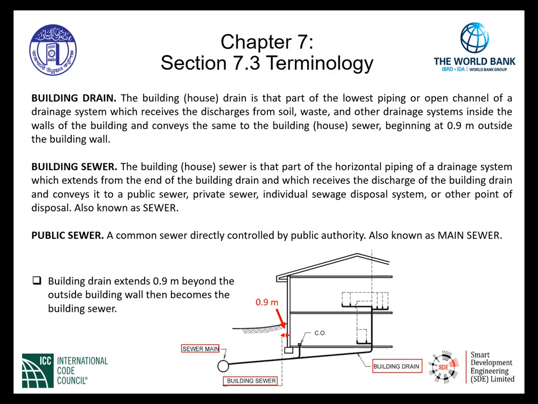Lastly, the term public sewer. This is a common sewer directly controlled by public authority, also known as main sewer. As you can see, definitions are very specific, and in this case, it lays out the demarcation of where one system begins, one system ends, and the connection between the two distinct systems.